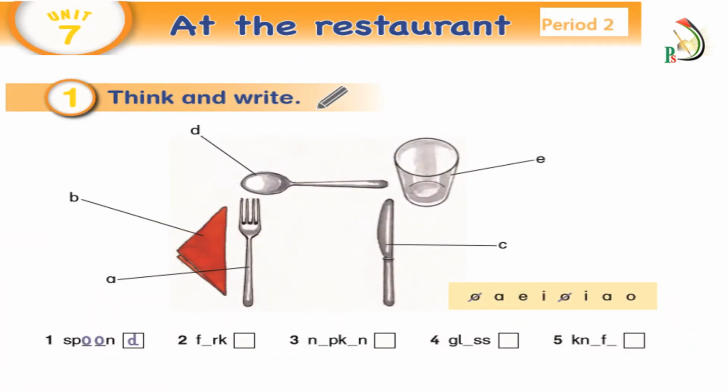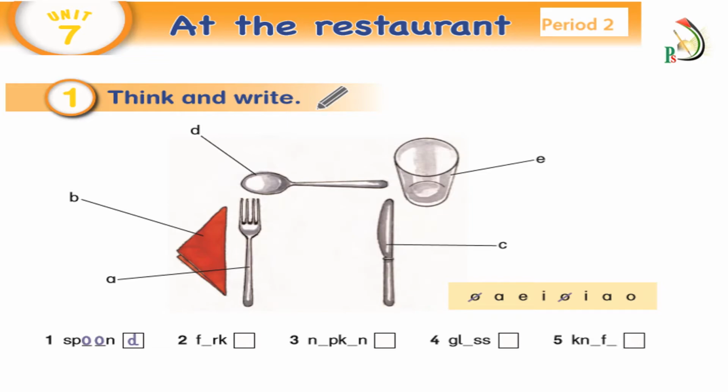Let's start with period 2 with activity number 1. Think and write. Have a look at this picture and tell me. Look at A. What can you see? I can see a fork. Excellent. Look at B. What can you see? I can see a napkin. Great job. Look at picture C.